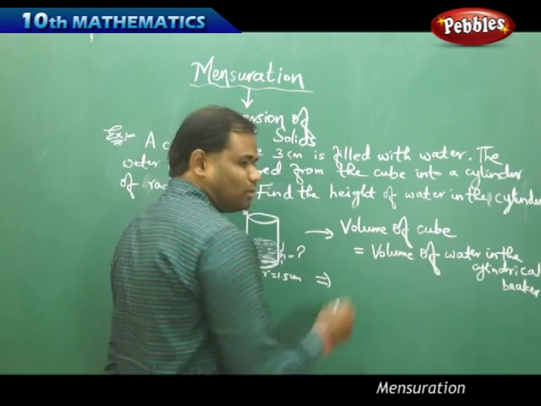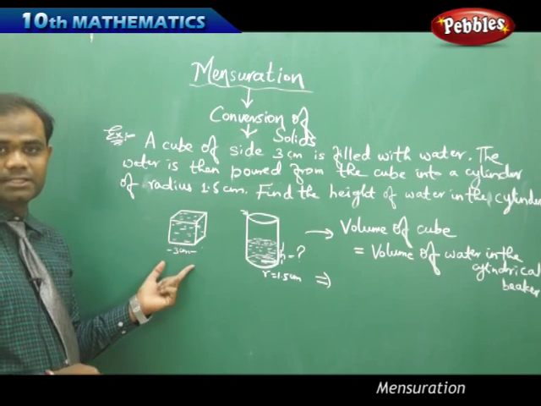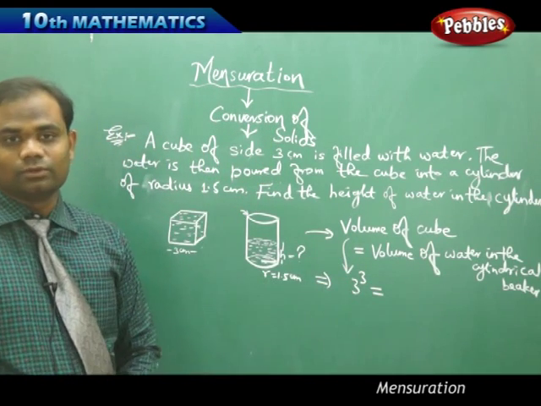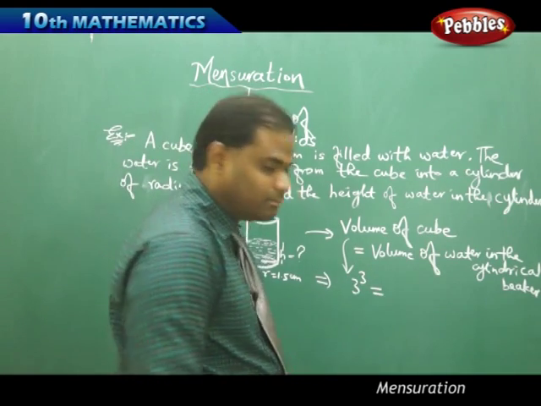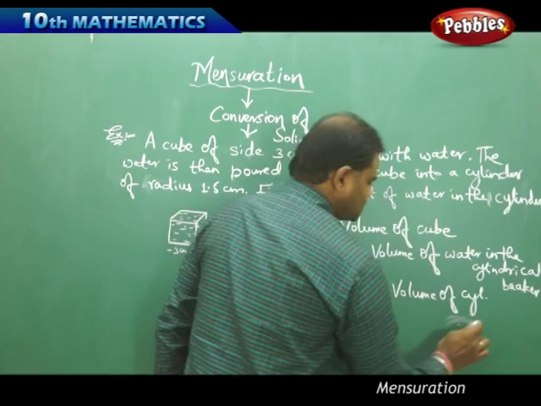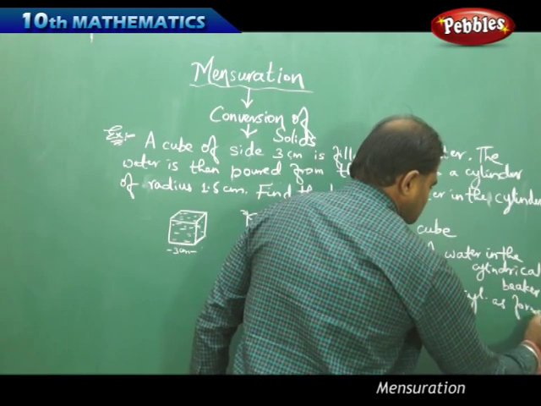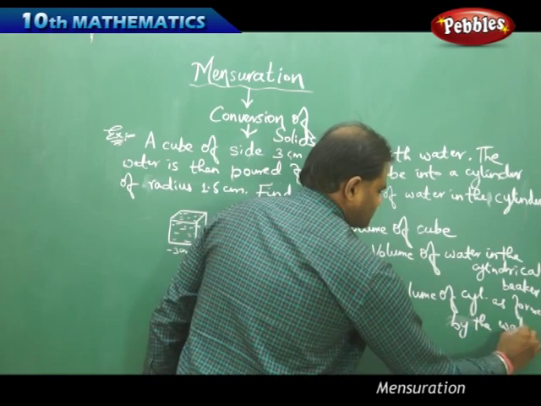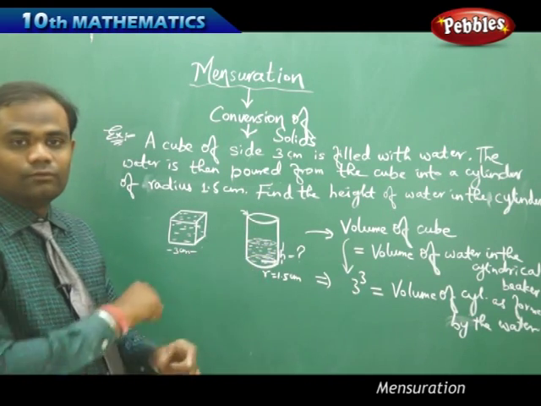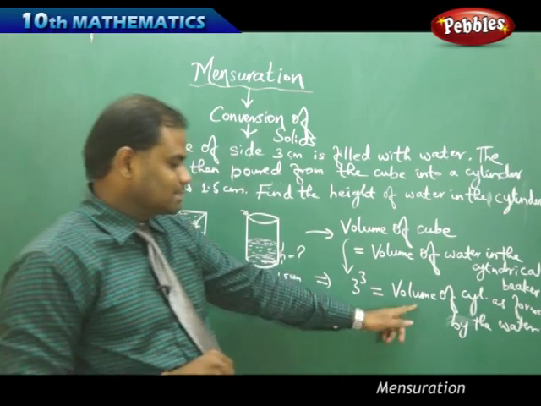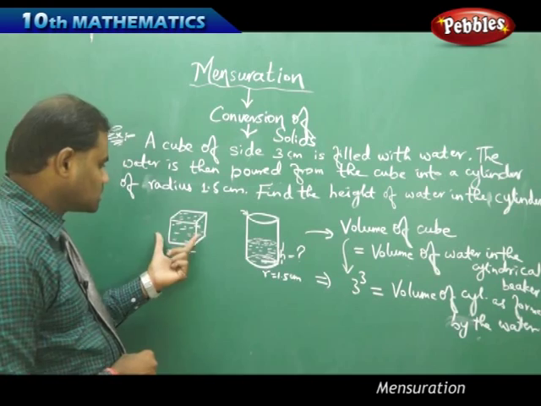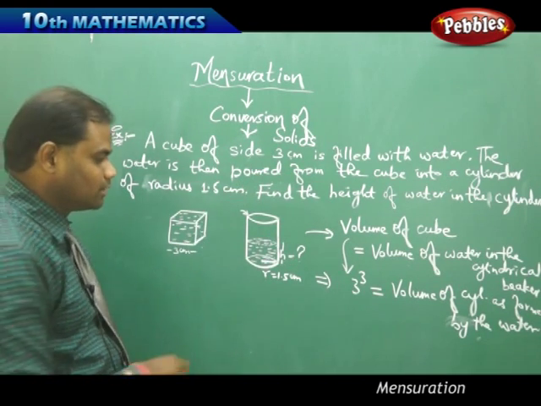Now, the volume of cube we all know is side cube, and because the side is 3 centimeters, the volume of cube is 3 cube when we substitute in the formula. Similarly, the volume of water in the cylindrical beaker is nothing but the volume of cylinder as formed by the water. We do not consider the volume of the cylinder which is occupied by air, but we consider the volume of cylinder which the water forms. So only the water part is considered, because this is the water poured in.